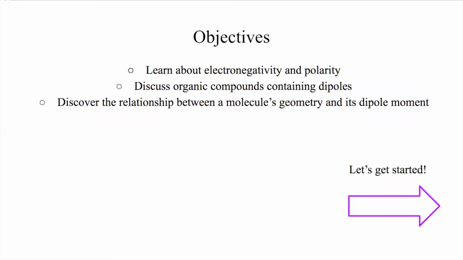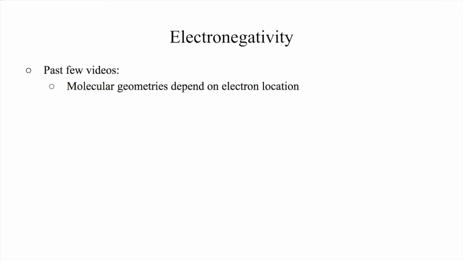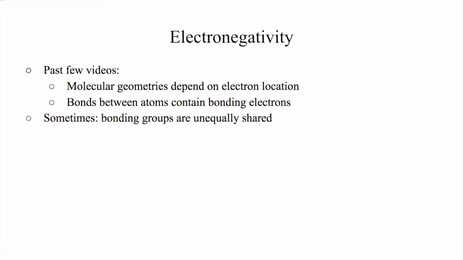Let's get started! Over the past few videos, we've been discussing molecular geometries, which heavily depends on the location of electrons. We've learned that bonds between atoms are composed of bonding groups of electrons, shared between the two atoms. However, sometimes these bonding groups are unequally shared. This occurs when the difference between two atoms' electronegativities is great.